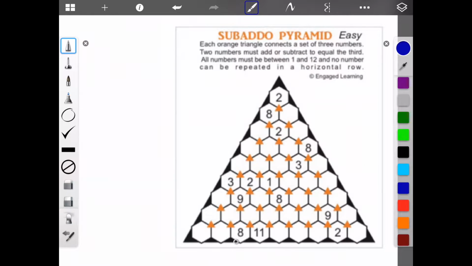Each orange triangle connects a set of 3 numbers. 2 numbers must add or subtract to equal a third. All numbers must be between 1 and 12, and no number can be repeated in a horizontal row.